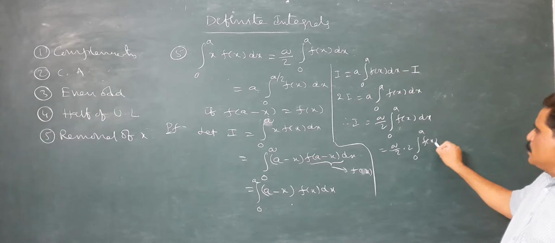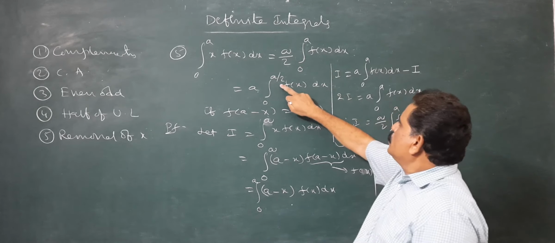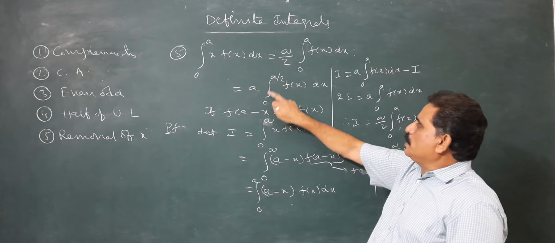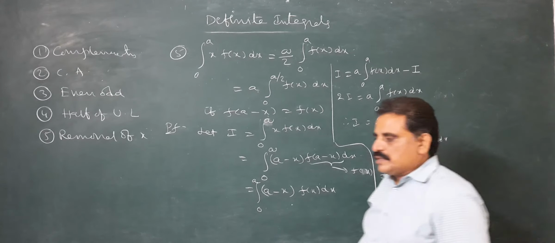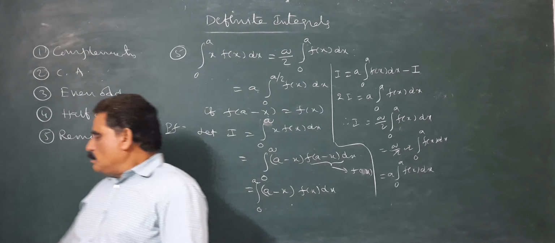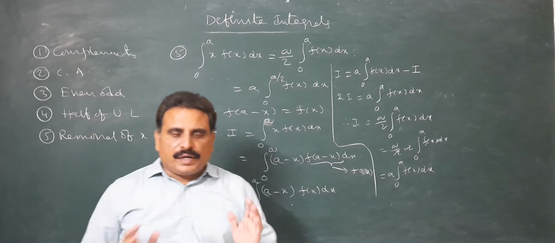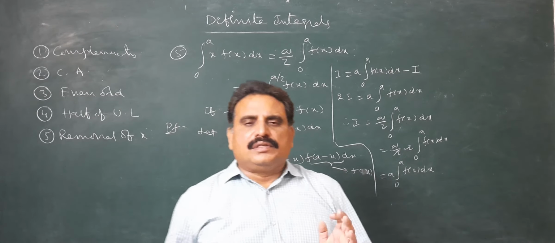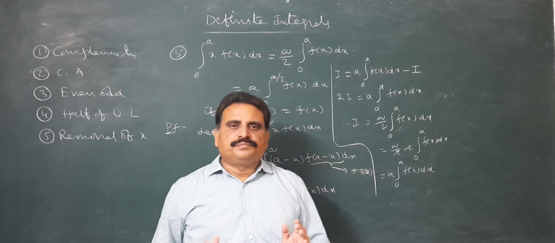So if the function satisfies the condition f of a minus x equal to f of x, then immediately you can remove x, that is equal to a by 2 times integral 0 to a f of x dx. This is nothing but 2 times. So the 2 cancels, we get a times integral 0 to a by 2 f of x dx. These are the most important properties in definite integrals. These are useful in competitive exams.